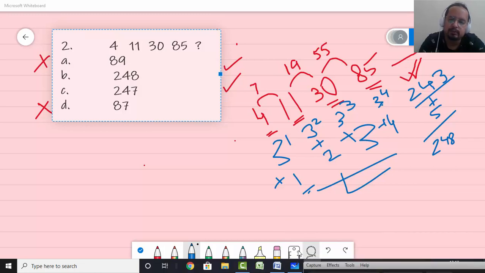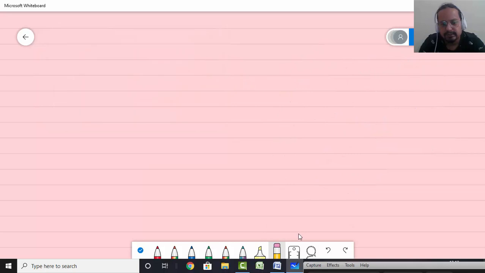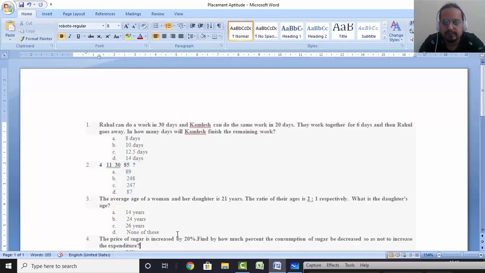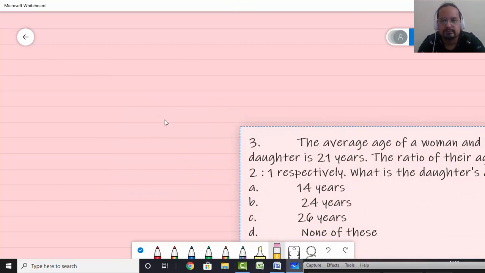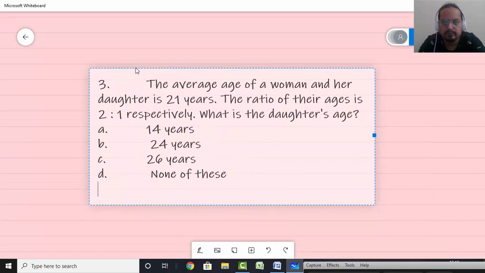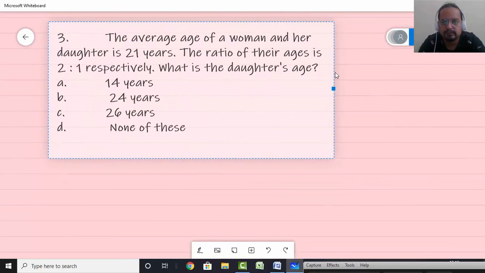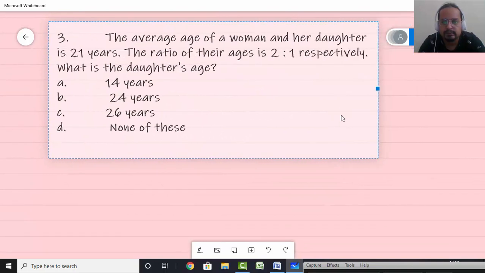All right. So I hope this one is also clear. Let's move to the next type of question. Now this one, the third one, is based on averages. All right. So let us take this question. This is on averages. Okay.